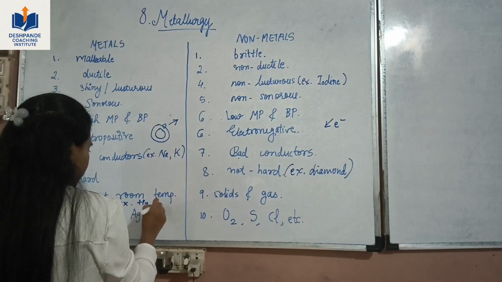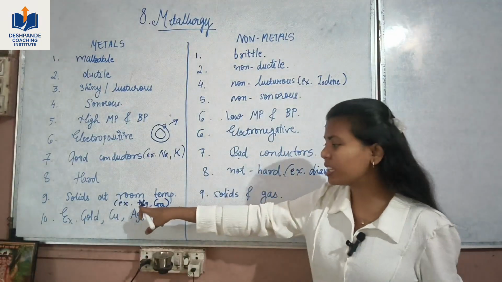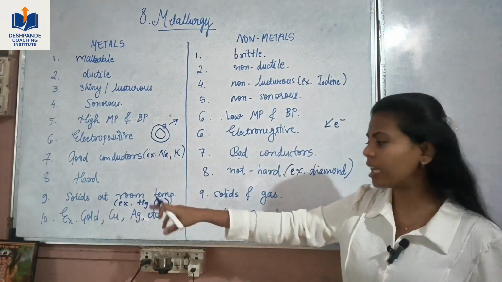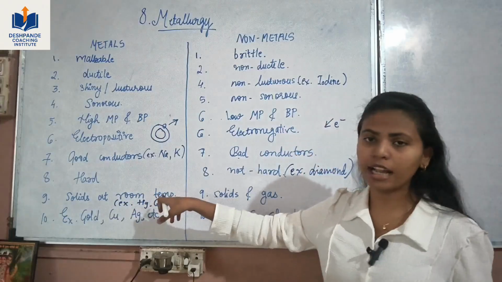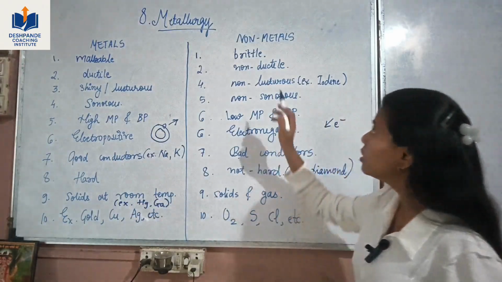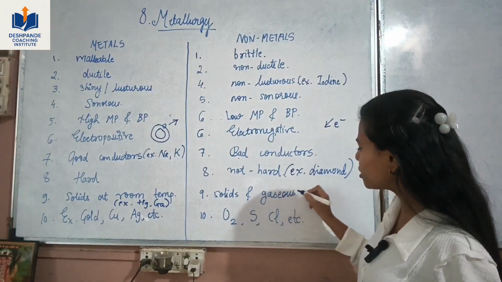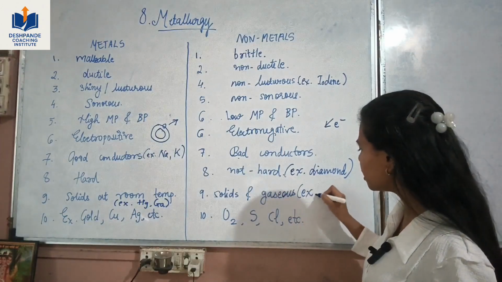Mercury and gallium. So the symbol for mercury is Hg and gallium is Ga. So all the metals are solid at room temperature, but mercury and gallium are liquids. While non-metals are solid and gaseous at room temperature, but there is also some exception.